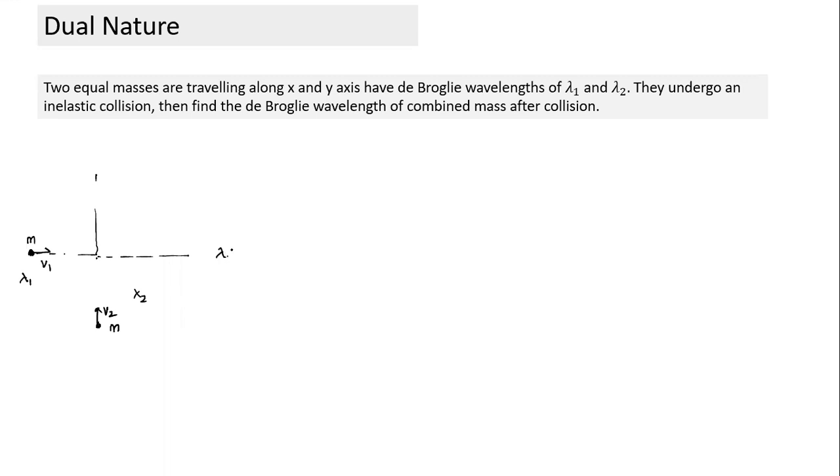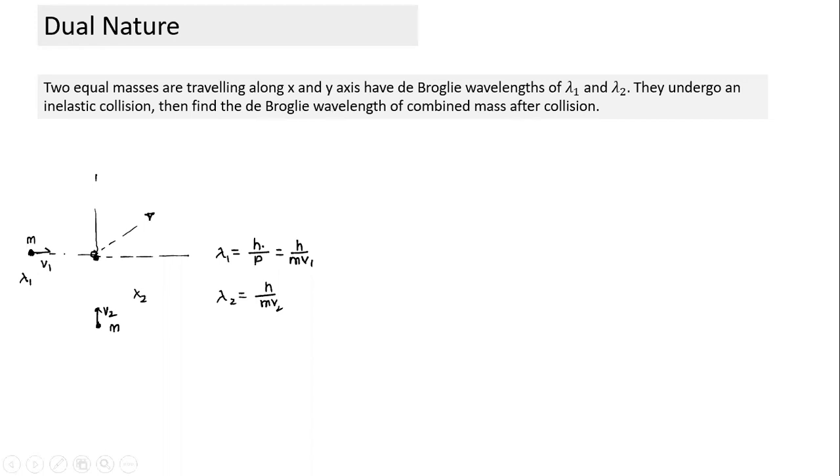Of course, lambda will be equal to h by p. So the first one is lambda 1 equal to h by mv1, and lambda 2 is equal to h by mv2. That's what is given. Two equal masses are traveling along the x and y axes with de Broglie wavelengths lambda 1 and lambda 2. They undergo an inelastic collision. So they come and collide here, and after they collide, they will move as one single mass. What would be the de Broglie wavelength of the combined mass after collision?